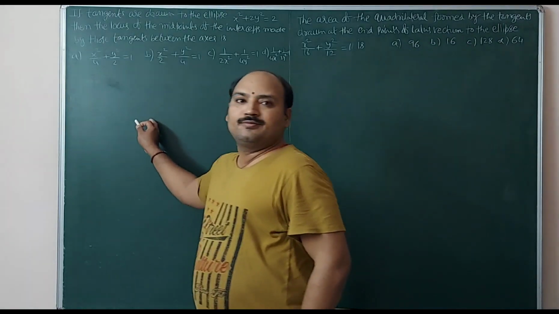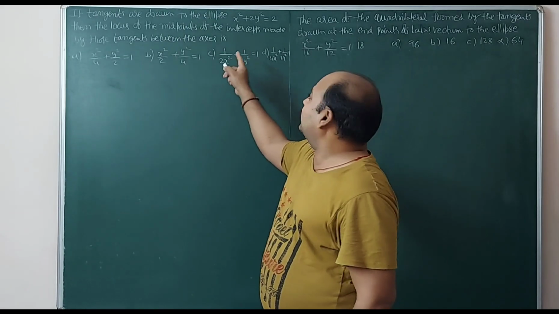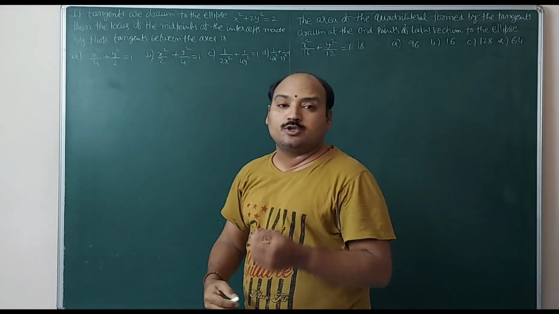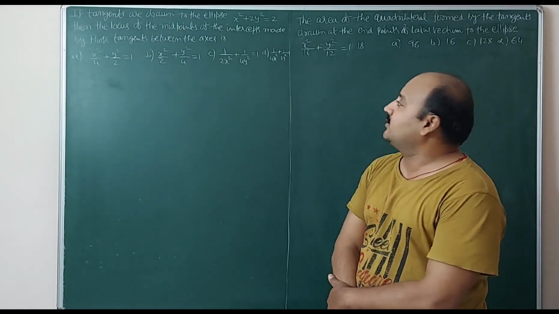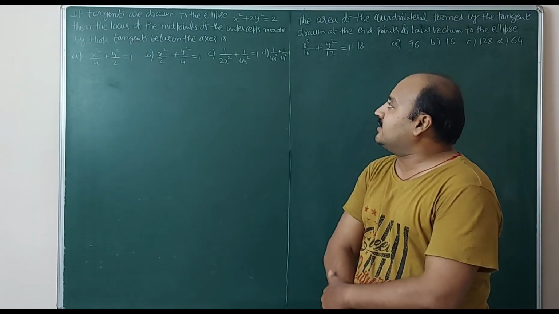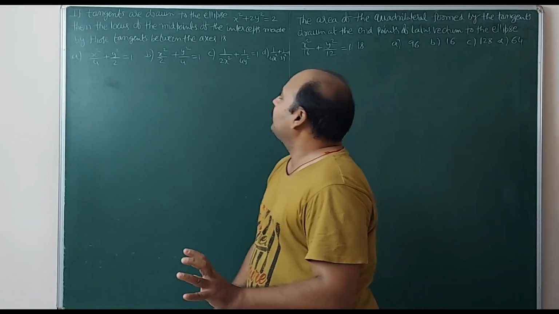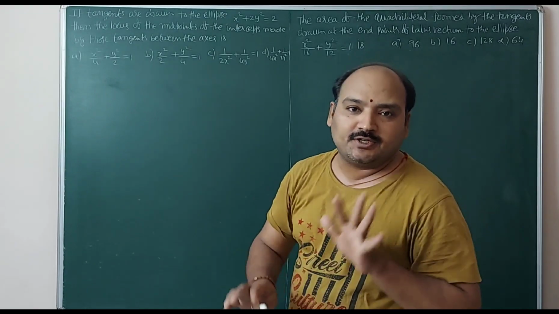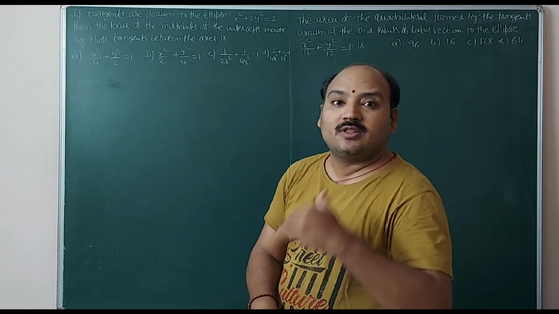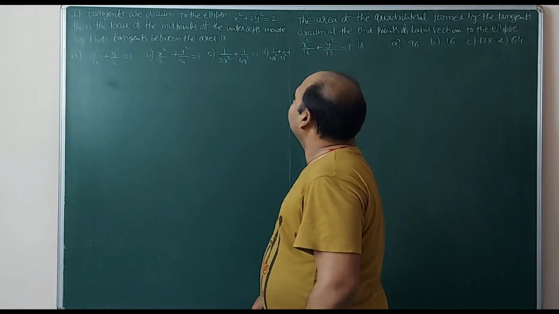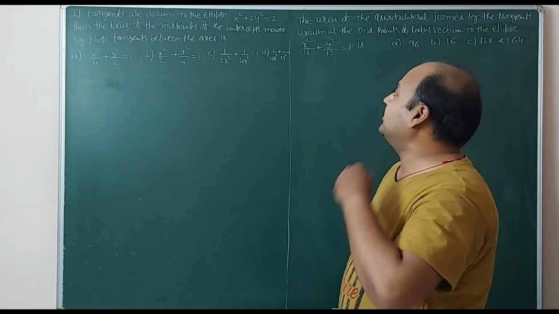Yeah, the next question. If tangents are drawn to the ellipse x² + 2y² = 2, then the locus of the midpoints of the intercepts made by those tangents between the axes is. Here the question is to find the equation of the tangent at a point of the ellipse, and then the midpoint locus of that tangent.